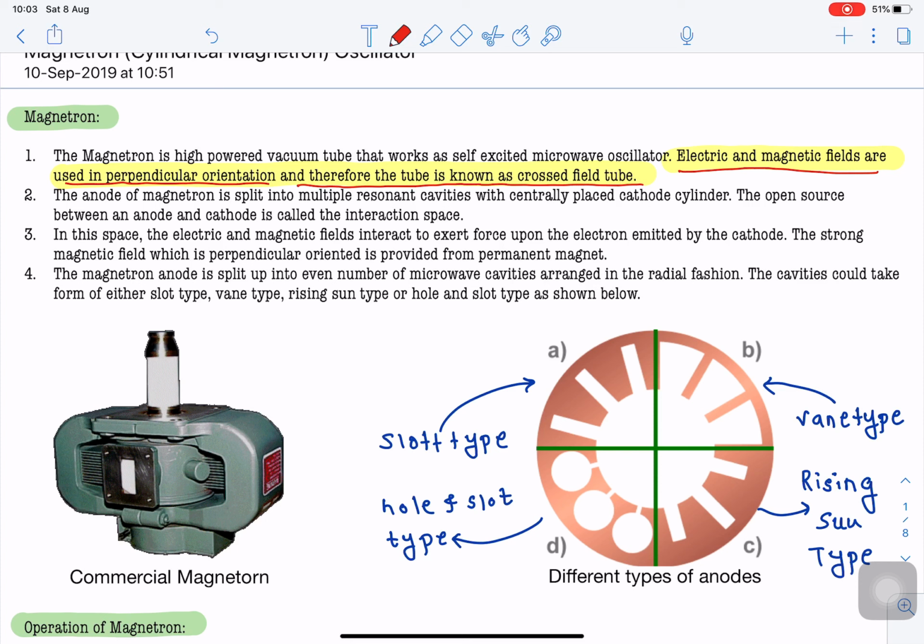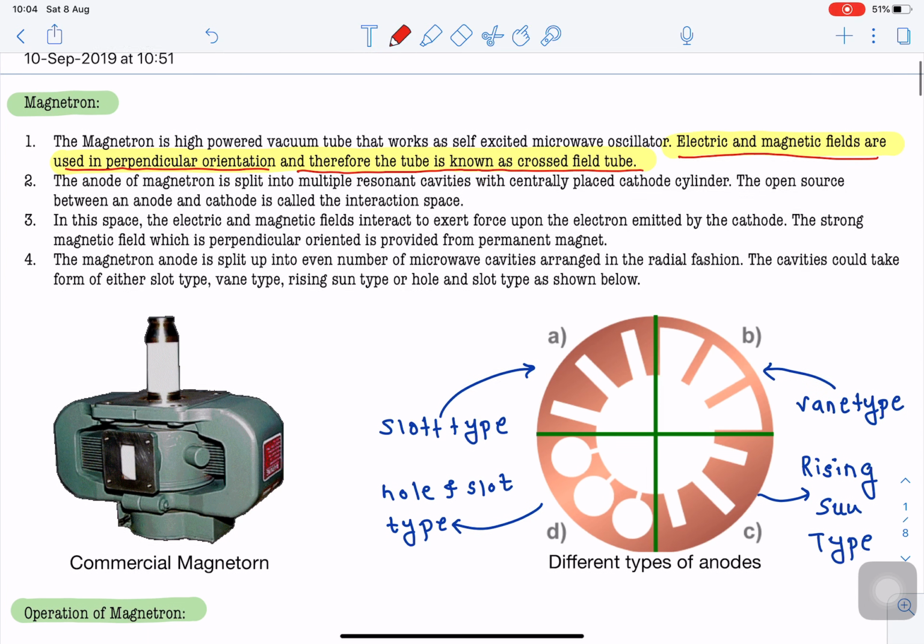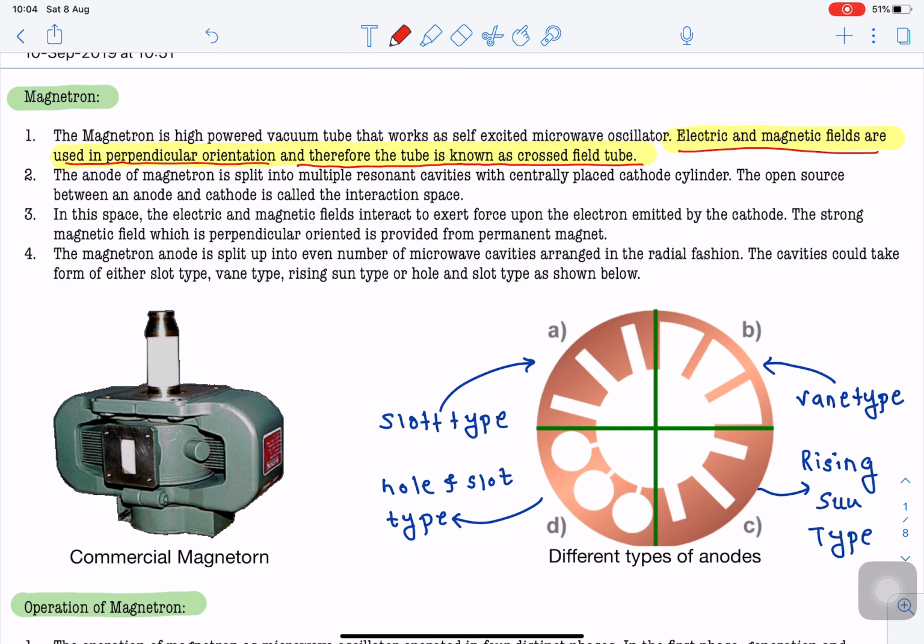Another type of magnetron is split into multiple resonant cavities. This is a very common configuration that we utilize in the laboratory, with a centrally placed cathode in the cylinder. The open space between the anode and cathode is called the interaction space. This particular cavity based multi resonant magnetron structure is shown here in this second figure.